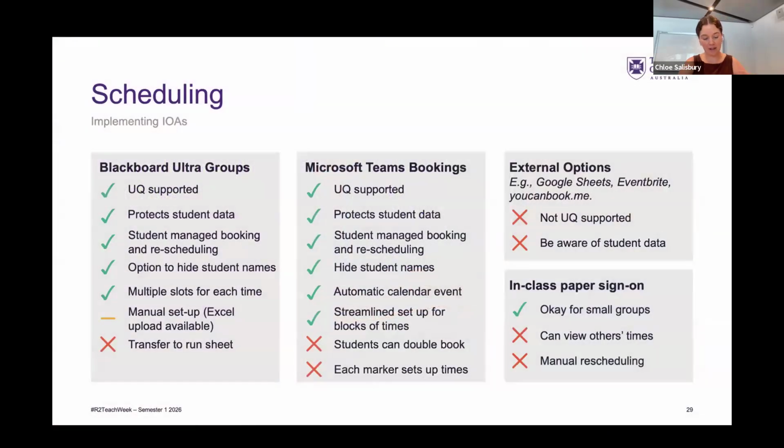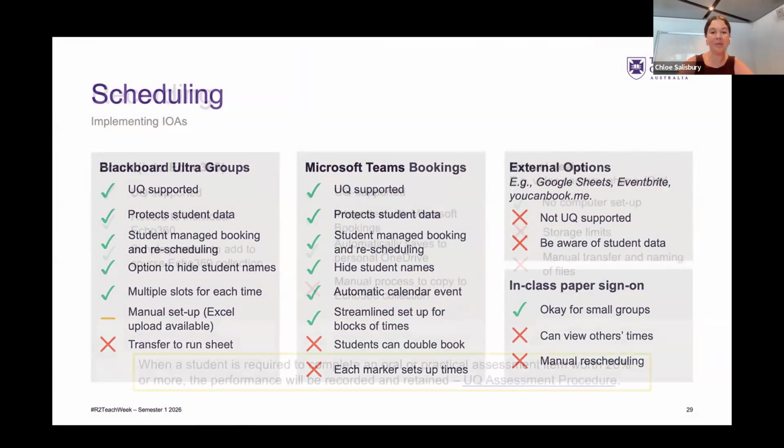So in terms of scheduling, I won't go through each of these points, but they're there for your reference. The key options generally when scheduling are Blackboard Ultra groups or Microsoft Teams bookings. Your faculty might have a preference between the two. So just talk to your learning design team if they do have a preference, and they can help guide you in how to do that. But there are some pros and cons for each of them.